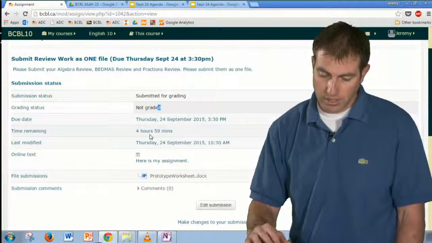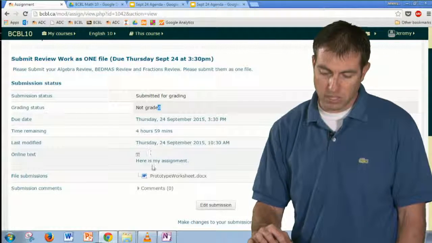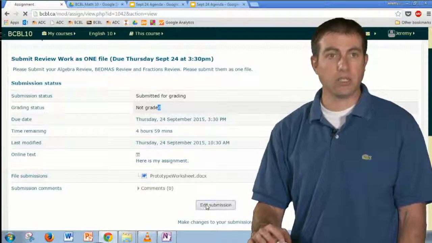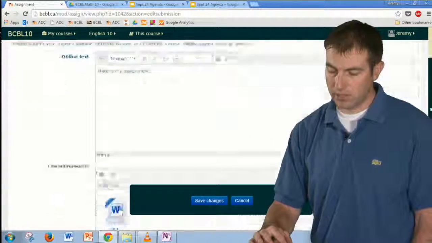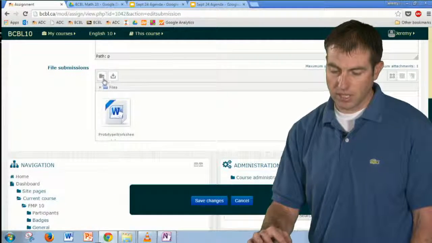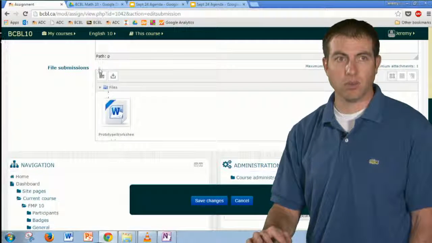It tells you when it's last modified, and if you ever want to go in and change it, just click on Edit, and then you can go through the exact same process, and maybe you've changed something. And the little page now appears as a little folder with a plus sign.